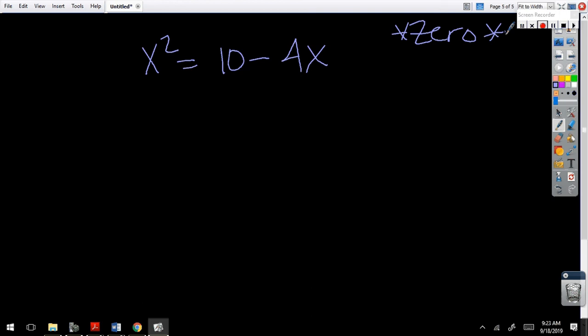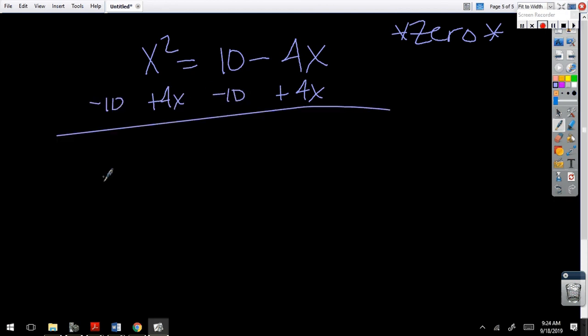So how might you solve this equation? It's a quadratic. We're good with quadratics. Does it factor? Does anything multiply to negative 10 and add to positive 4? No. It is not factorable, so I have several options. Give me one option. Quadratic formula. Give me another option. Graphing. Give me another one. Complete the square.